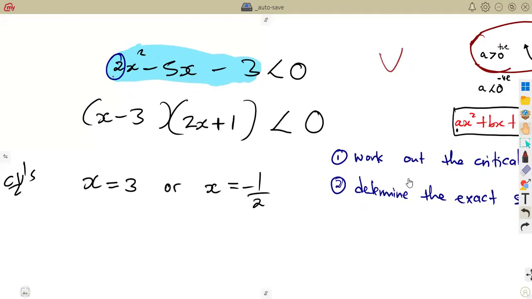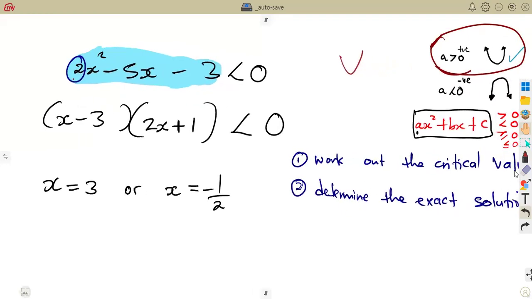So let's have our smiley shape and then conclude. Let's just say we're going to something like this. Comparing these values, we're going to have our negative half on the left side, then the positive 3 on the other side. This is your positive 3 on the right side.